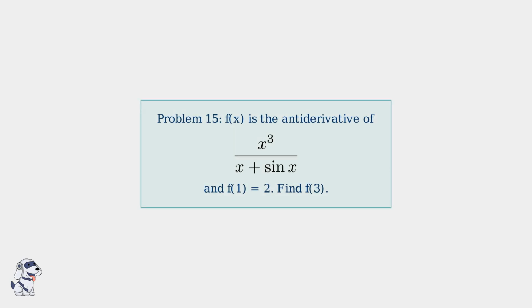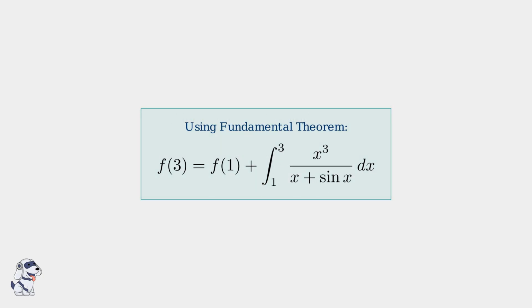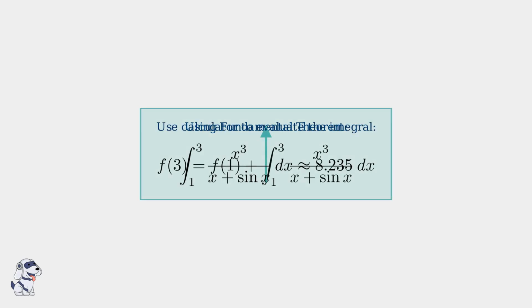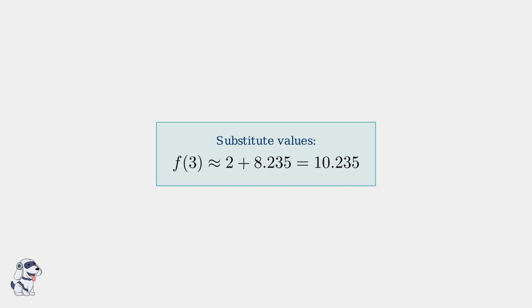Problem 15 states that f of x is the antiderivative of x cubed over x plus sine x, and f of 1 equals 2. We need to find f of 3. Using the fundamental theorem of calculus, f of 3 equals f of 1 plus the definite integral from 1 to 3 of x cubed over x plus sine x dx. We use a calculator to evaluate the definite integral, which gives approximately 8.235. Substituting the values, f of 3 is approximately 2 plus 8.235, which equals 10.235.